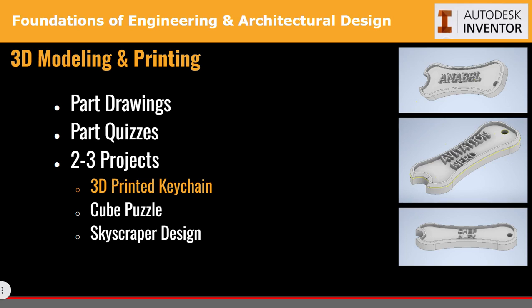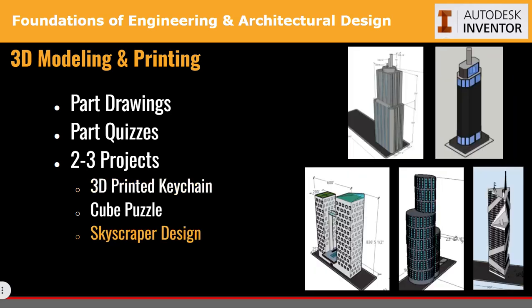So we start off with a 3D printed keychain. Most of these are pretty standard. They just run you through a couple of the standard commands that we'll use, and then you can change up the wording that's on there. You can choose your own words. You have some options to change a few things, but this project is pretty standard. You go through it, you do a couple of the commands just so you get used to the program. From there, we move on to a cube puzzle.